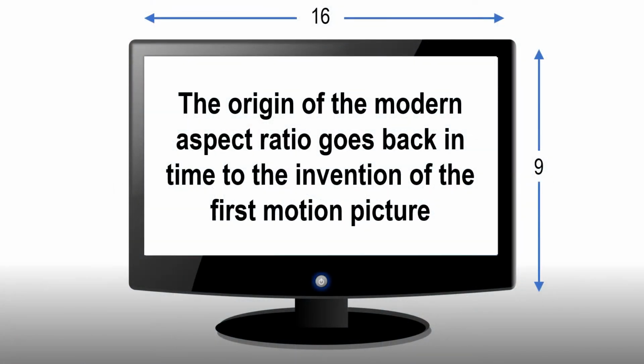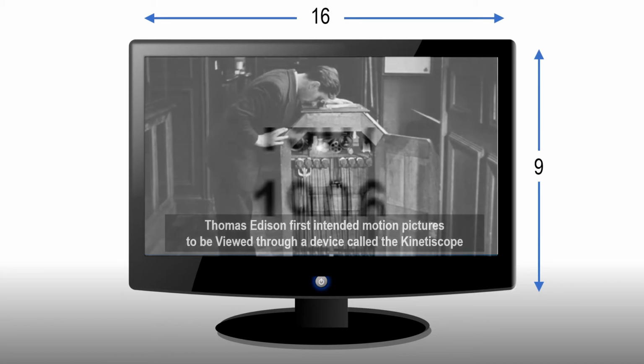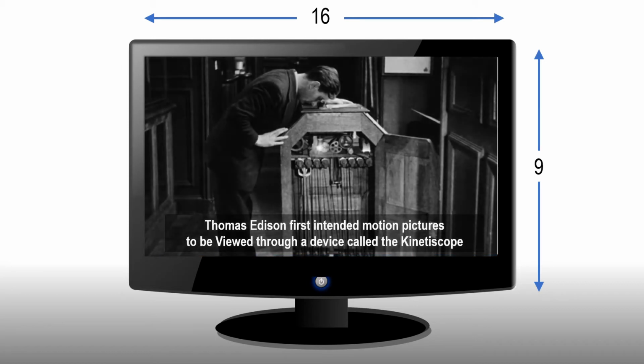To understand how the aspect ratio seen in modern courtrooms came to be, we have to look back in time through more than 100 years of screen and film development to Thomas Edison's very first invention for viewing motion pictures.